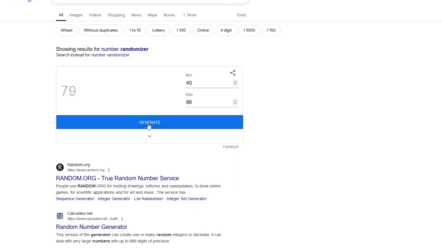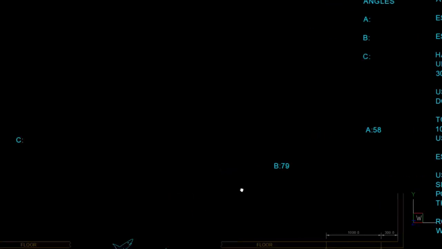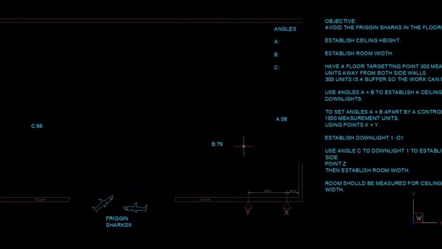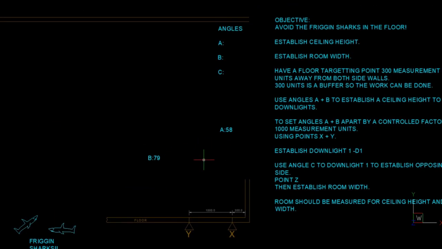Now, angle for C, generate 66. All right. Now, that doesn't necessarily mean that it's a sign of the devil, but I know that people will think that because it came out 66, that I'm clearly working with the devil. It's complete garbage.